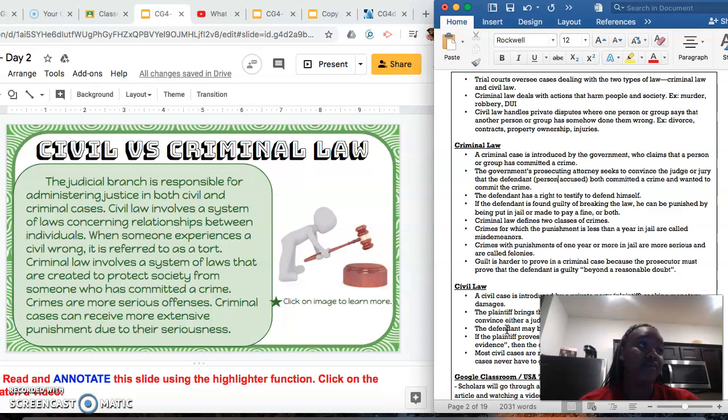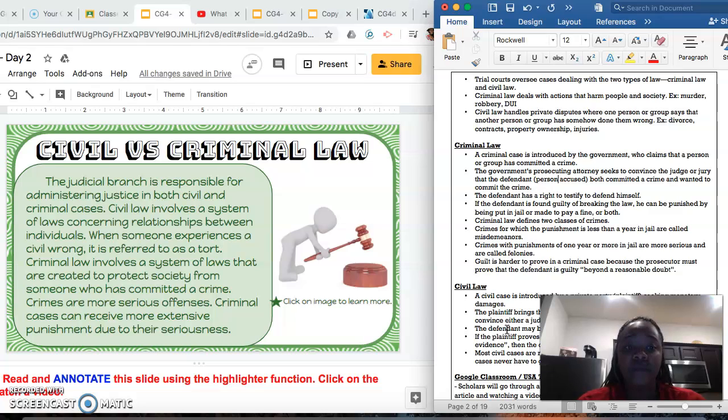So, for an example, if parents are getting divorced, contracts, property ownership, injuries, someone was hit by a car, or a contractor was doing work on someone's house and they did not fulfill the actual job. That's an example of a civil law.